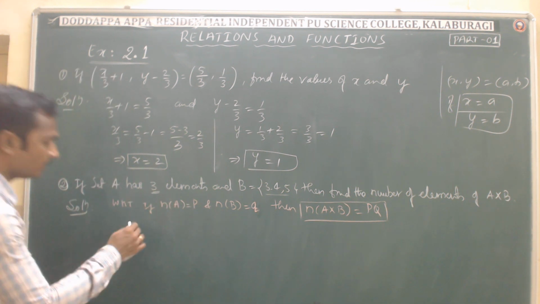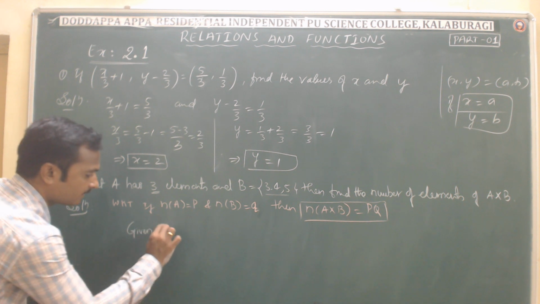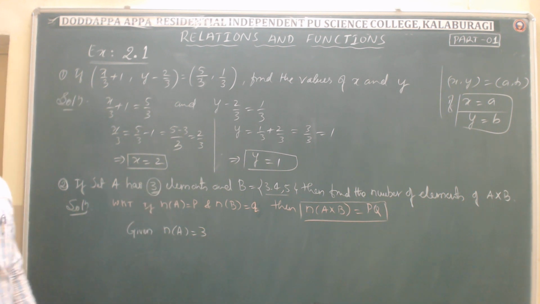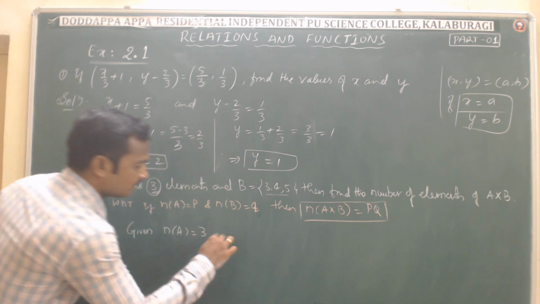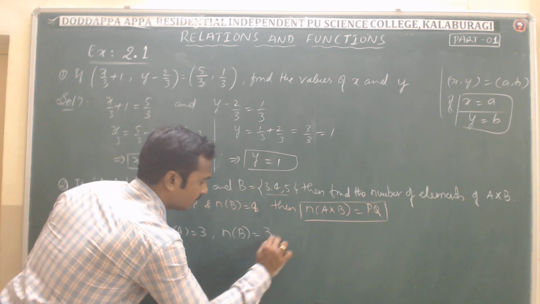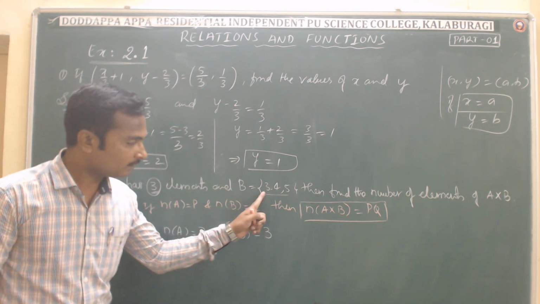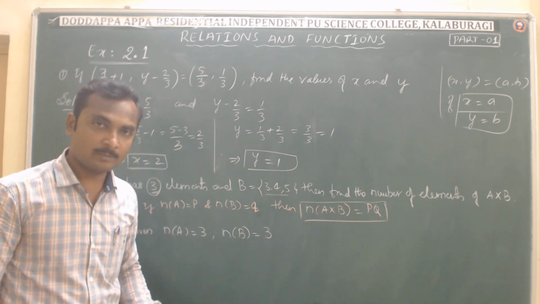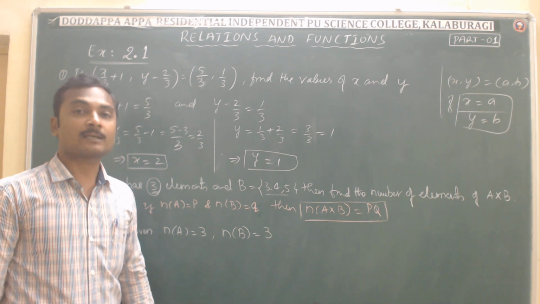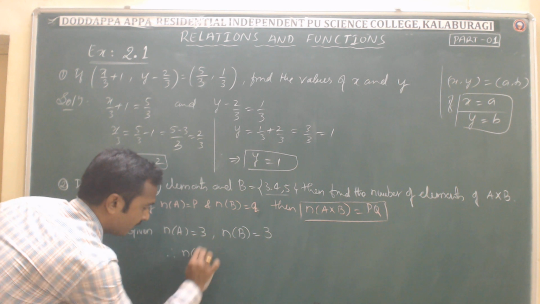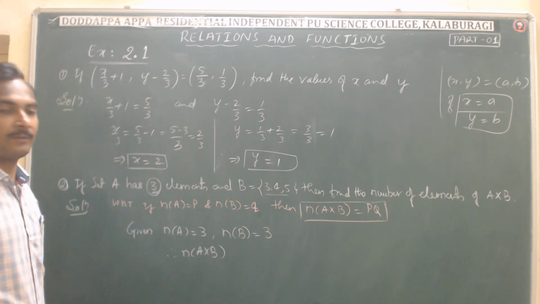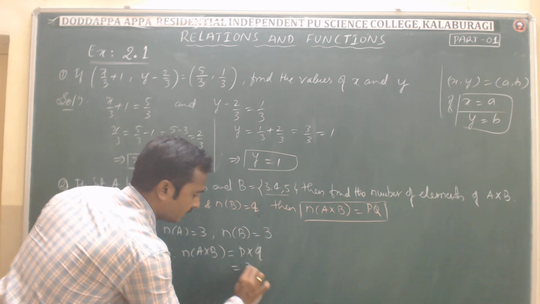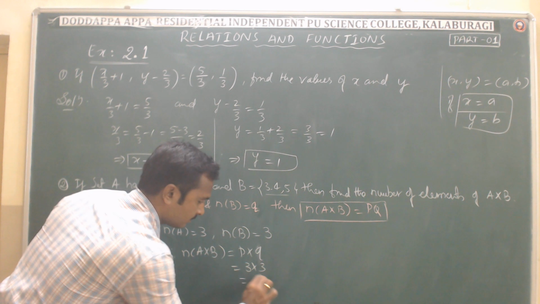So what has been given in the problem? It is given that the number of elements of the set A is 3. A has 3 elements. The number of elements of the set B is also 3. You can count the number of elements: one element, second element, third element. There are three elements. n(A), n(B). Let's use the same formula to calculate the number of elements of A cross B. Therefore, n(A × B) is equal to P into Q, which is 3 into 3, which is 9.